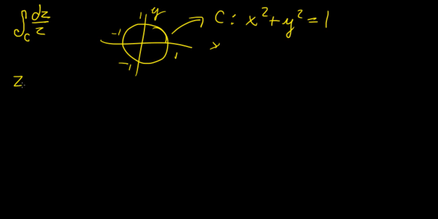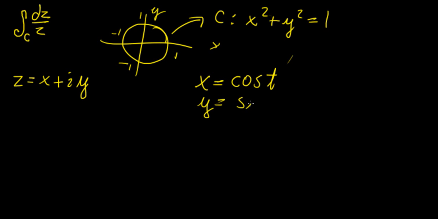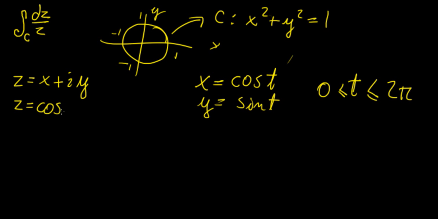The first thing we want to do is find z in terms of a single parameter. So we know that z is equal to x plus iy. And the parameterization we should use, because we're using a circular arc here, is the following. We have x equals radius times cosine of t, so t is going to be our parameter, and y equals sine of t. And t is going to go from 0 to 2 pi, because it's just an angle. This means that we can write z as cosine of t plus i sine of t.